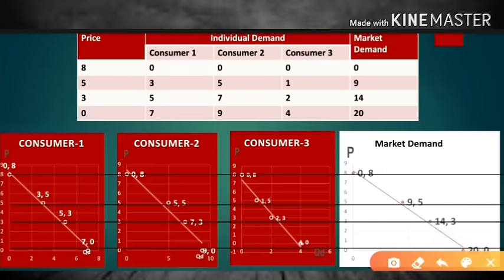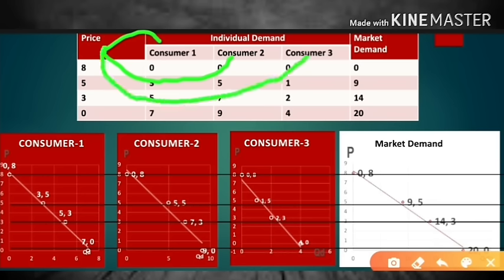ስለዚህ ምንድነው እነዚህን ቴብሎች ደግሞ how many tables do you see over here? How many tables can we create? Price and quantity demanded for consumer 1, price and quantity demanded for consumer 2, price and quantity demanded for consumer 3, price and quantity demanded for the market. So we can create four graphs ከነዚህ ውስጥ አራት ግራፎችን መመስረት እንችላለን። So let's talk about consumer 1. Consumer 1, when the price is zero he or she will demand 7 ማለት ነው right?